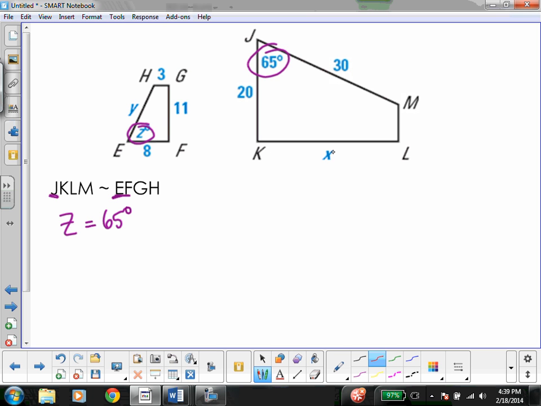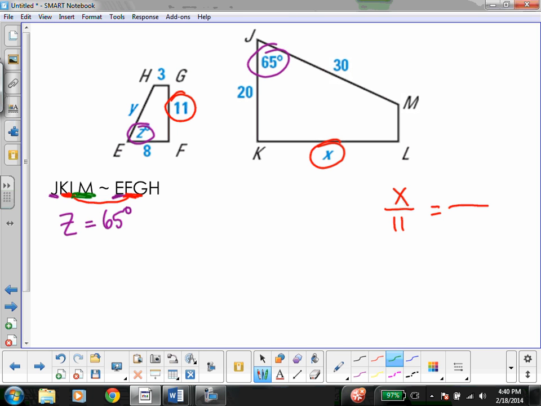The next variable I'll try to figure out is variable X. The variable X has to be in the same ratio as 11. By using my similarity statement, X is the side KL, which has to be similar to the side FG. So I know that X and 11 are in the same ratio, so I will create a fraction with those. Now I have to figure out something else to set this fraction equal to, so that I can determine what the variables are. So let's look at our other sides.